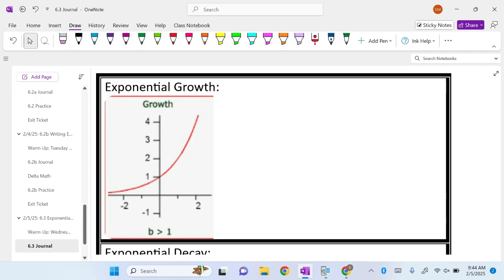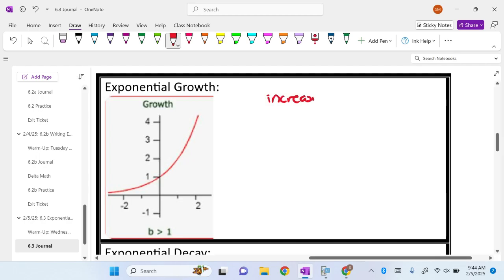It's positive, or in other words, it's increasing. So this is an increasing graph. In order for it to be an increasing graph, what do we have to have? If we're looking at any exponential function, how can we tell right off the bat that it's going to be an increasing graph without graphing it?